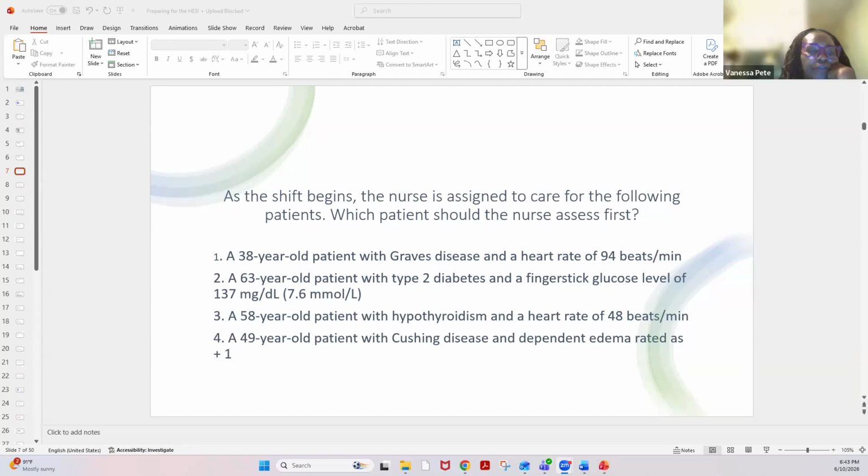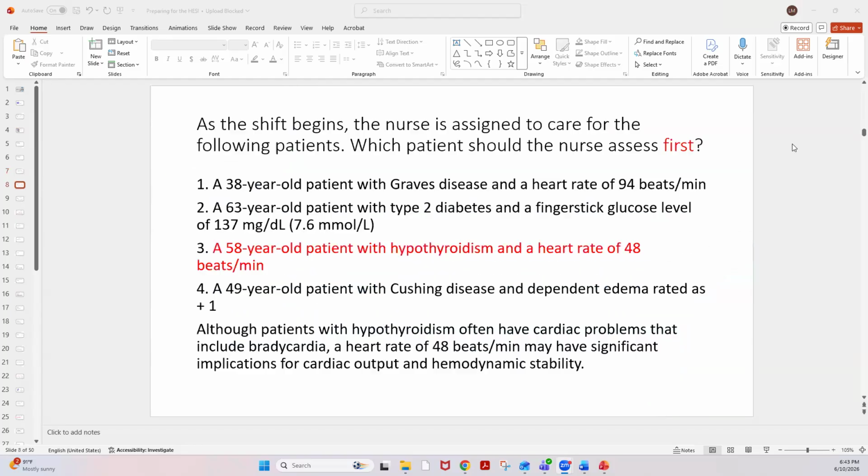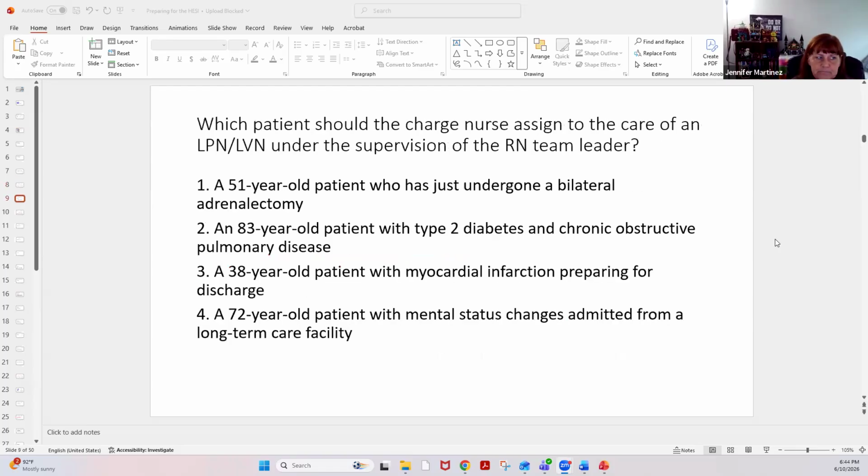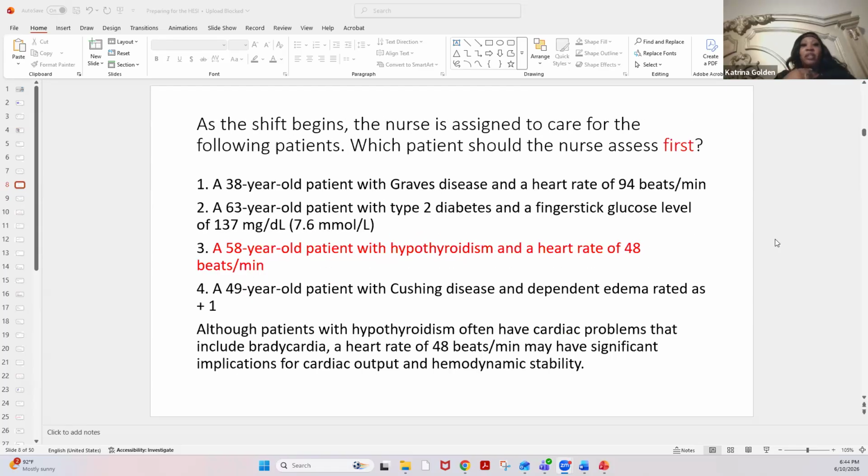Three. I would say three. Yeah, three. Very good. A 58-year-old patient with hypothyroid and a heart rate of 48 beats per minute. Although patients with hypothyroid often have cardiac problems that include bradycardia, a heart rate of 48 beats per minute may have significant implications for cardiac output and hemodynamic stability. Can I ask a question before we move on? I'm sorry. You sure can.